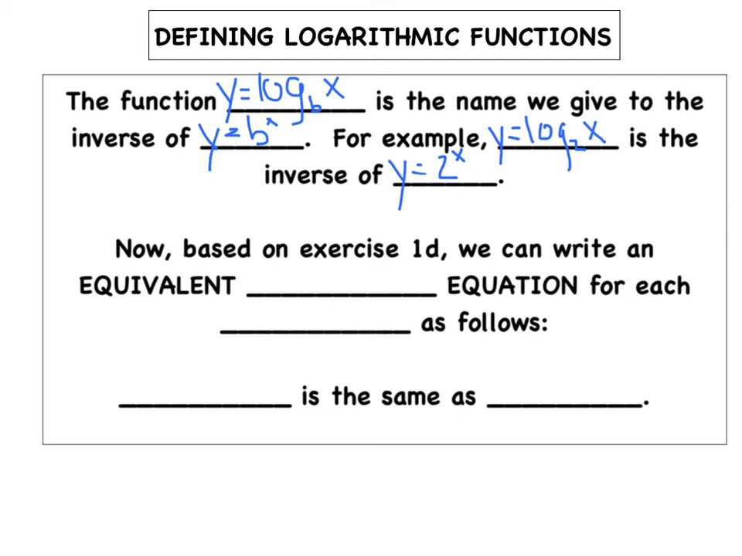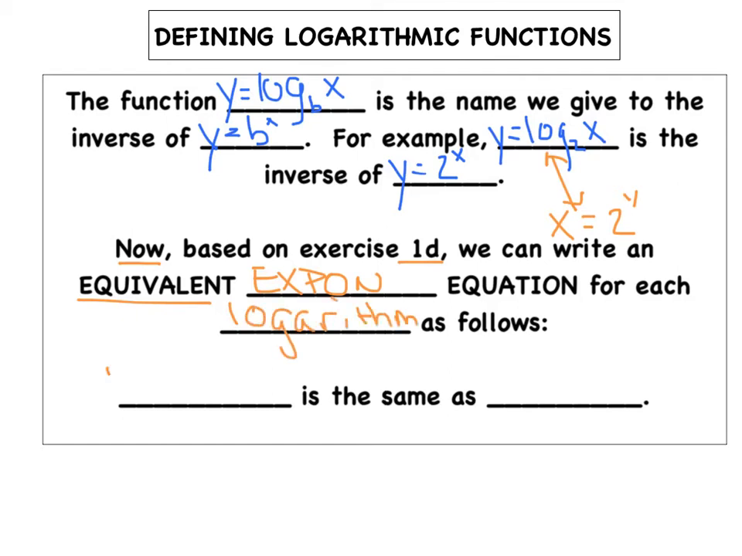Okay, so we can build on that now. Based on what we just did in exercise 1, do you remember how we switched the variables and said the inverse is x equals 2 to the y? Now we know that these two are equivalent. So we can write an equivalent exponential equation for each logarithm as follows.